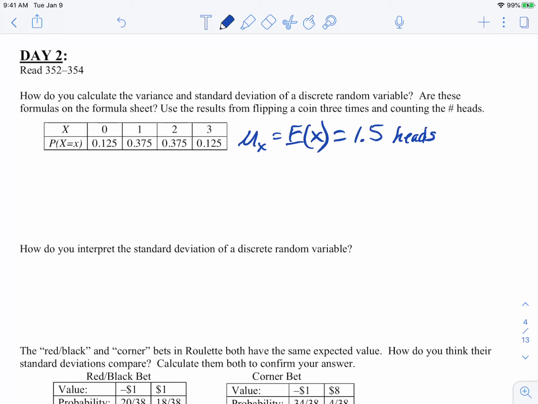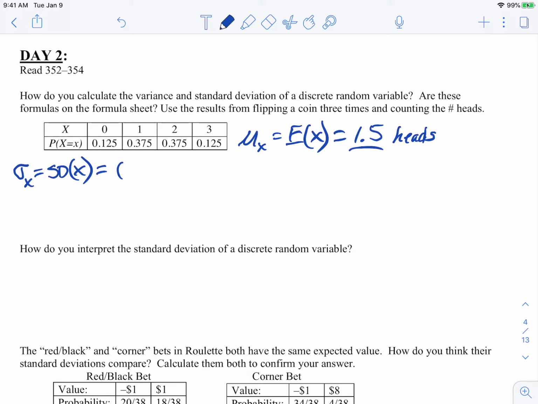Now we want to find the average deviation from the mean. So the standard deviation of random variable x, or sometimes you'll see SD of capital X, is going to be the average deviation, or the typical deviation from the mean. The mean is 1.5. So the first thing we'd want to do is find, well, what are the deviations from the mean? So I'm going to leave some spaces in here, and I'd like you to do that as well.